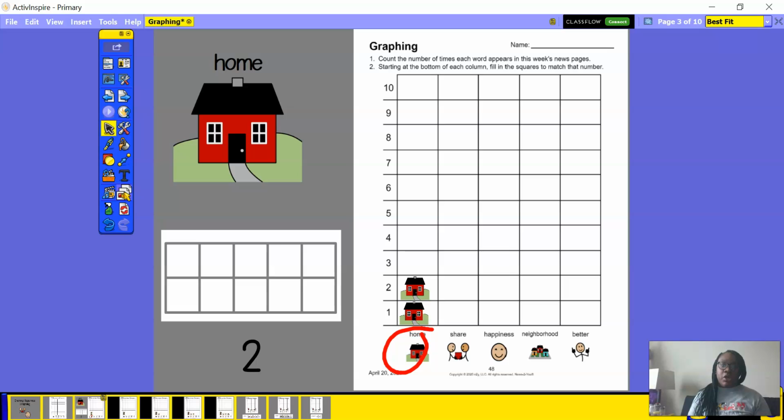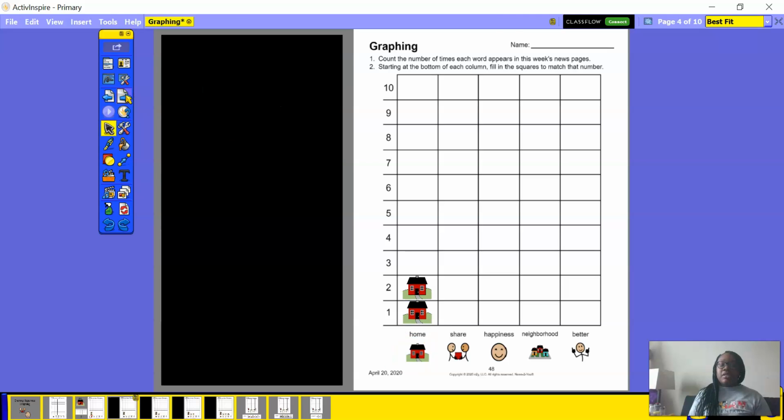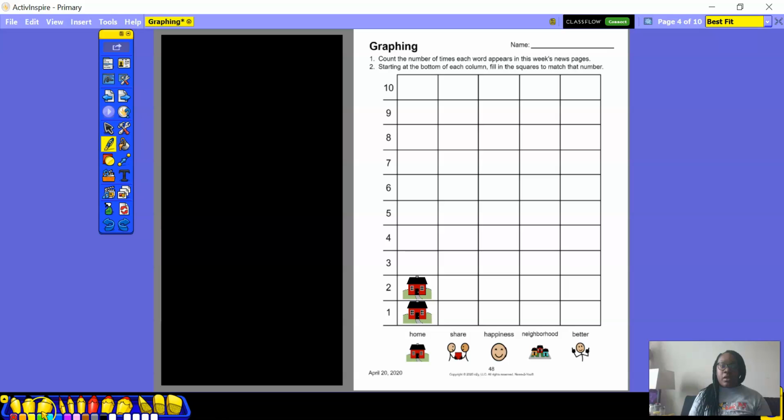All right, now I'm going to go to the next page of my flip chart. All right, so the next word that we're working on is share. And remember, we saw home 2 times. So share is the word that we are looking at now. Share. So I'm going to circle share.